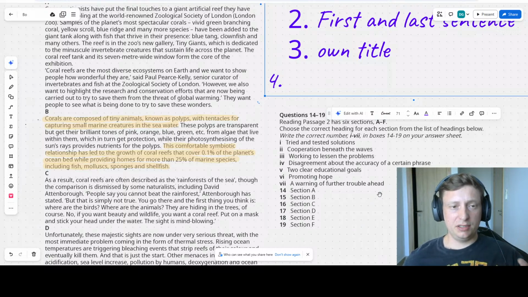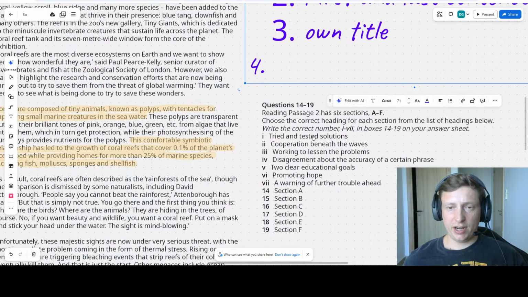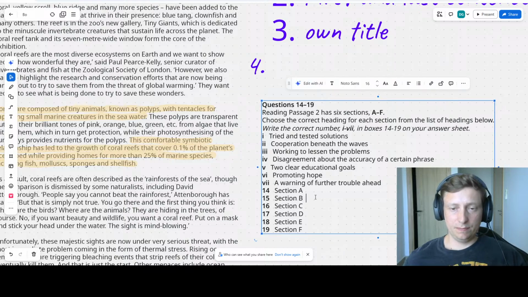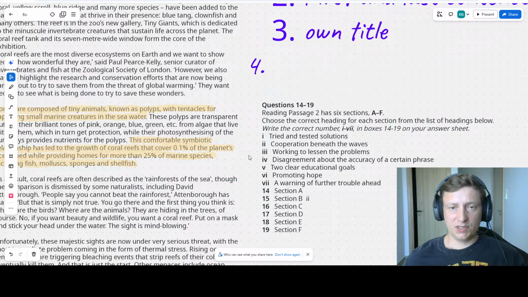Okay, so this is about animals that they live with. So tried and tested solutions, no, can't be this. Cooperation beneath the waves, maybe, could be this. Working to lessen the problems, no, not at all. Disagreement about the accuracy of a certain phrase, not at all. Two clear educational goals, promoting hope, and trouble ahead. Okay, none of these match perfectly, but the only one that kind of matches is number 2. So we can go ahead and put number 2 for B. Cross out number 2.